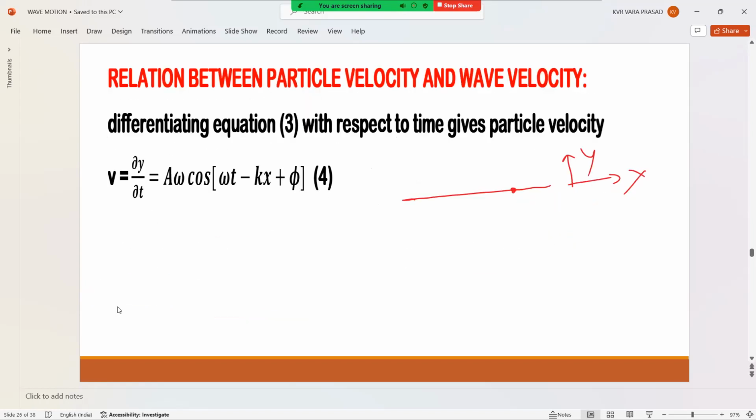Now see carefully here. So here we have taken the velocity of the particle, dou y by dou t. So this indicates we are taking the partial derivative, dou y by dou t, which means we are differentiating with respect to t. Partial derivative means x is now constant. X is constant. Then see what we are getting: a omega cos(omega t minus kx plus phi).